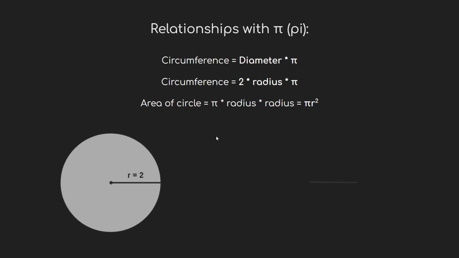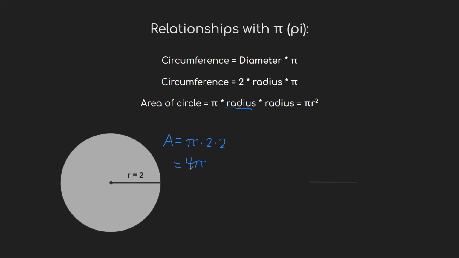Here we have a circle where the radius is 2. How would I go about finding the area of the circle? Well, very simple, right? I only need to know the radius, and that's exactly what I have. So I can say that the area of the circle, which I'll represent with A, equals pi times radius, which is 2, times radius. And 2 times 2 is 4. So I would say that the area is 4 pi.